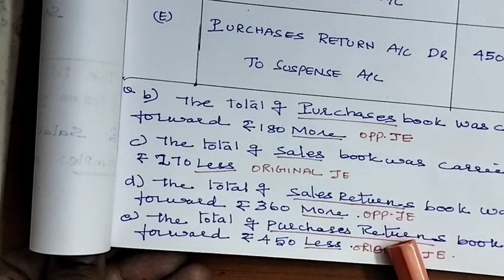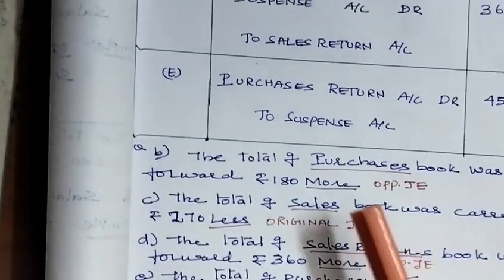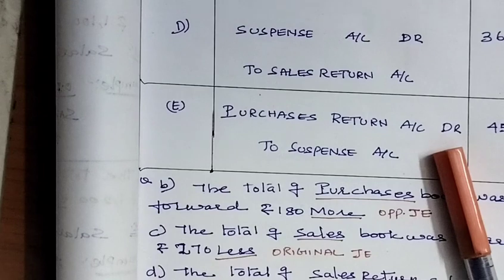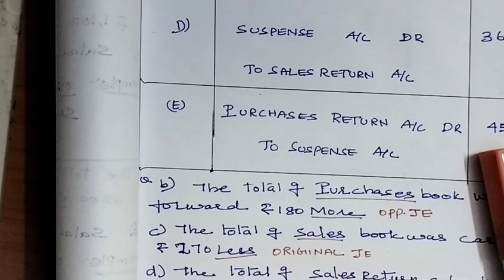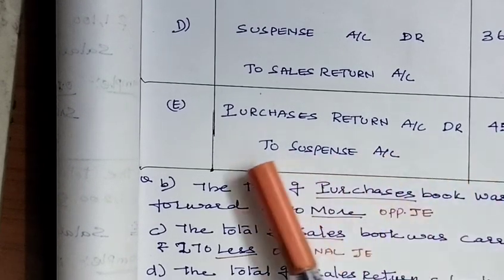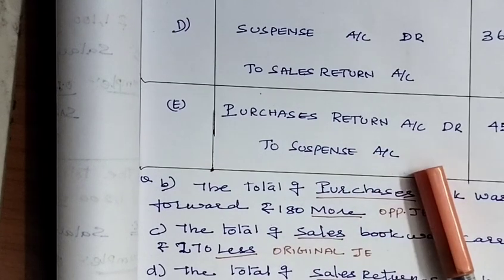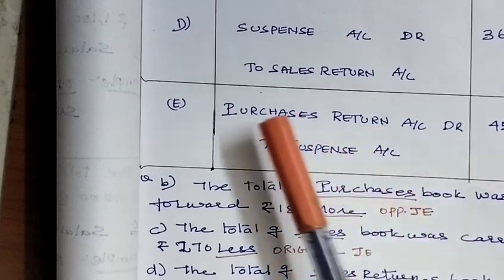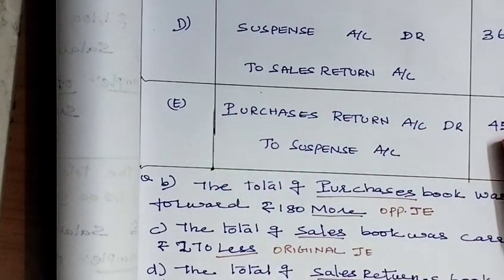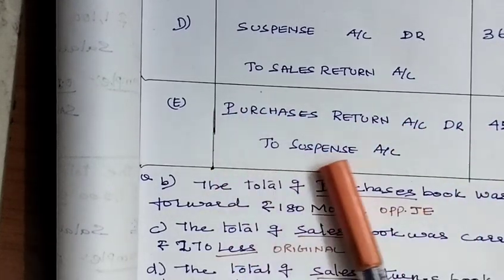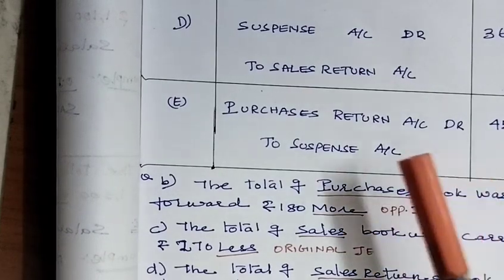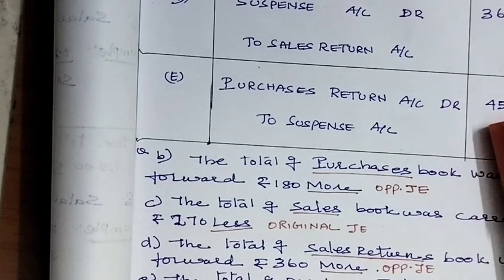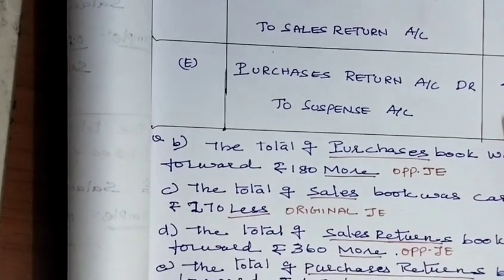Where does the purchases return book show in the original journal entry? The purchases return book should be debited with 450 rupees. So you have to use the suspense account on the credit side, then only the error will be rectified. So purchases return account debit 450 rupees, to suspense account 450 rupees. The statement: purchases return account should be debited with 450 rupees. Now the error will be rectified.